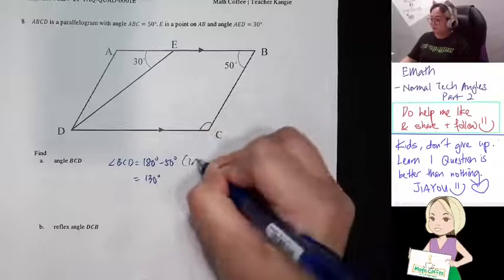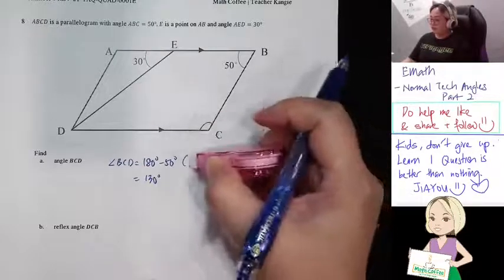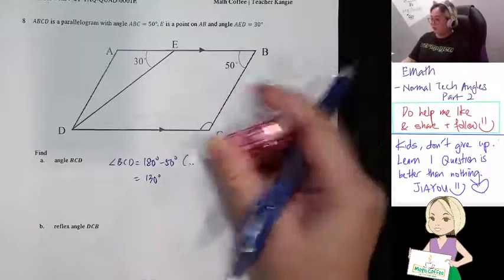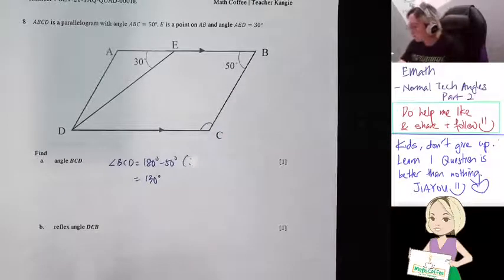Yes, interior angle. Well done, 23 and 19. Why is it 23 and 19? Are you 23 or you shouldn't be 19 also.